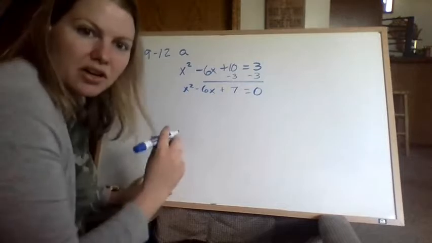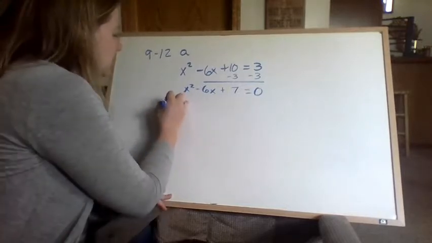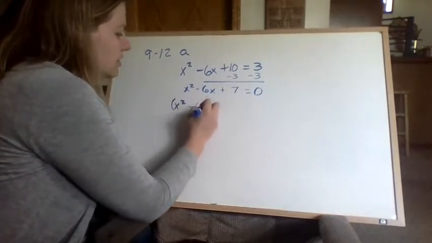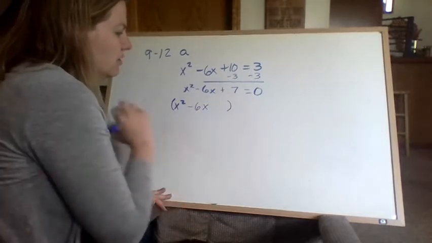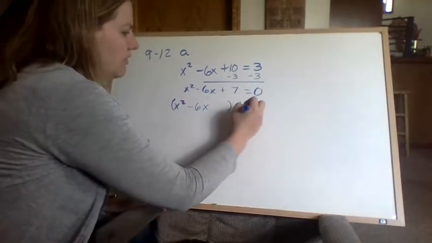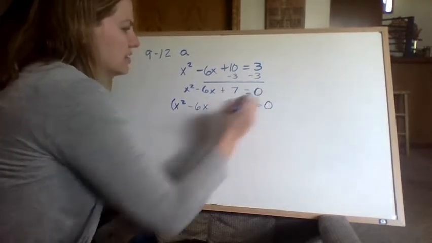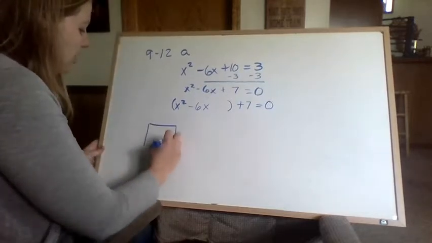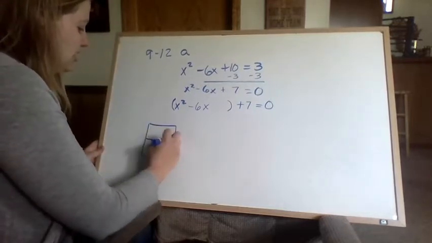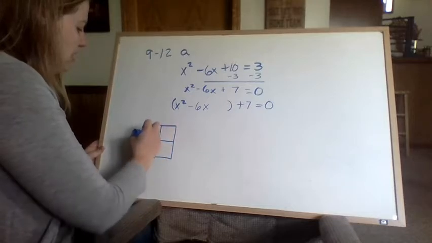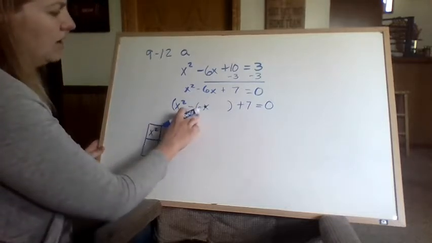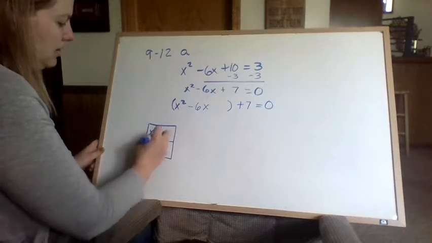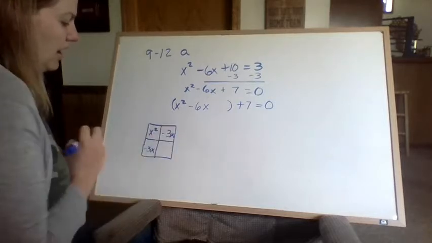And now I can start completing the square. So I'm going to start by making my parentheses with x squared minus 6. And I'll leave an open space, close the parentheses, add 7 outside the parentheses, and it still equals 0. So I'm going to make my generic rectangle over here. And in this generic rectangle, I'm going to put x squared. And then I have a negative 6x. So I'm going to put negative 3x, and separate that out.